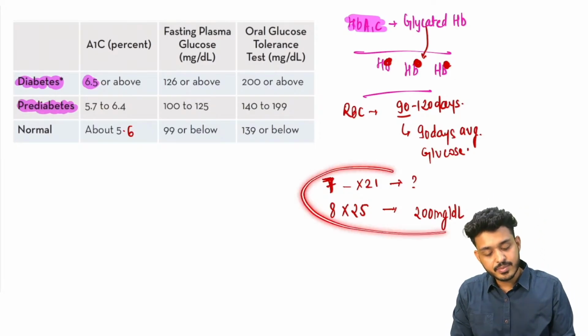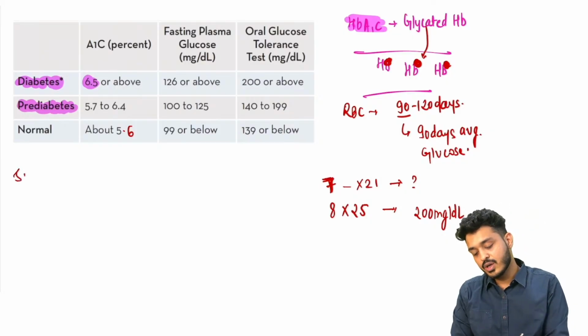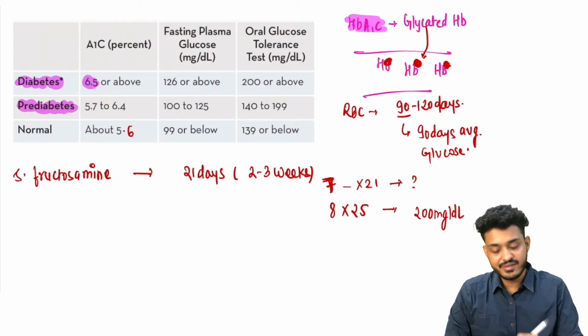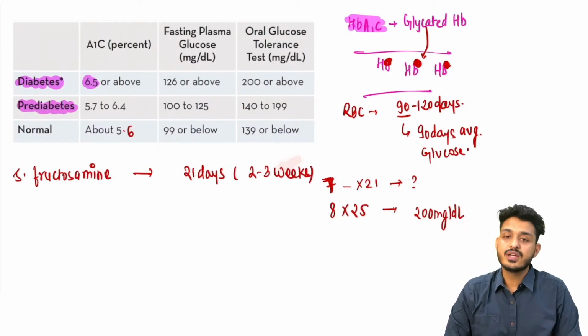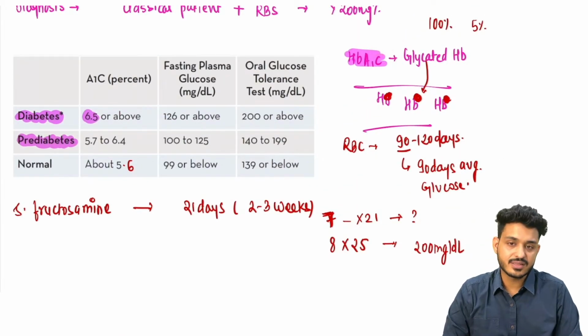So this is going to be the HbA1c. Apart from HbA1c, we can also do other testing like serum fructosamine testing. Serum fructosamine is going to tell us about the 21 days, or you can think of it as 2 to 3 weeks. So if you want to check the sugar levels for 2 to 3 weeks, you can understand with the help of serum fructosamine. But HbA1c is going to be a very reliable and the best answer in your examination.